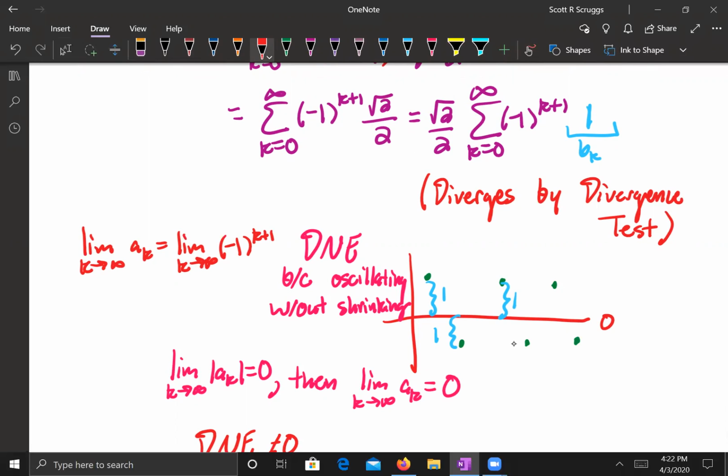Correct. If it doesn't change distance from the main axis, then that's going to be a limit that does not exist, because I'm always fixed, but I'm bouncing back and forth between a positive and negative number, which means I'm not leveling out anywhere. So you're exactly right, Unique.